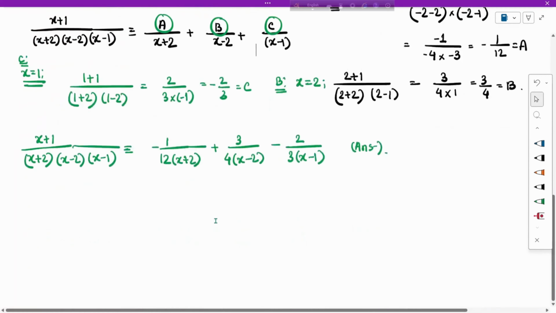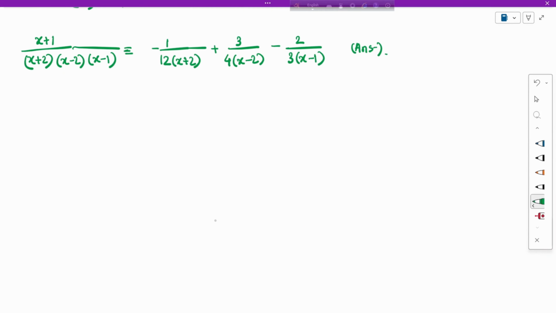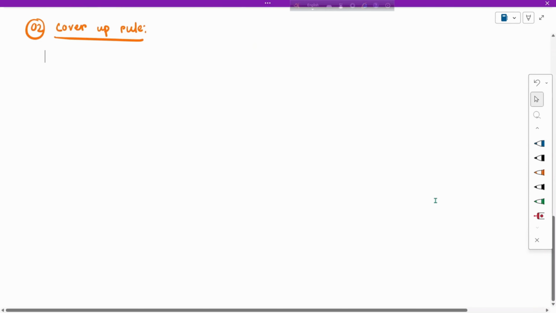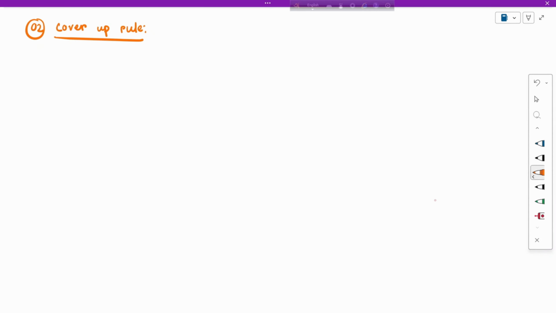Okay, so now we're going to talk about our second rule, which is the cover-up rule. So what is the cover-up rule? The cover-up rule works for a specific type of partial fraction expressions. Let's say that you were given an expression like this.